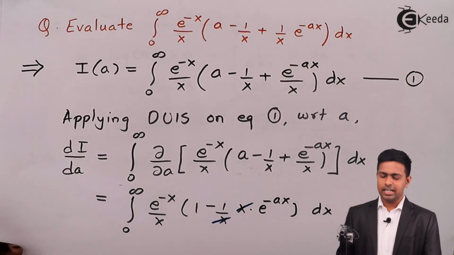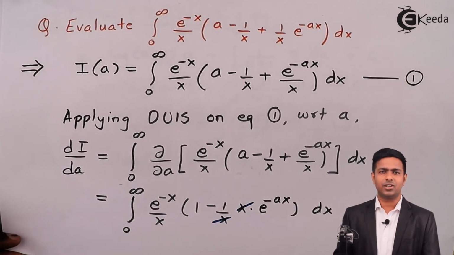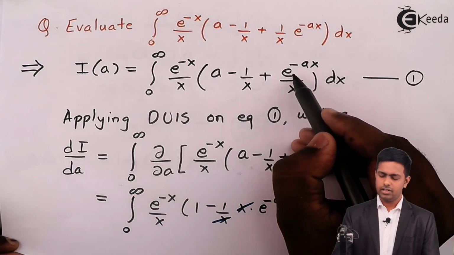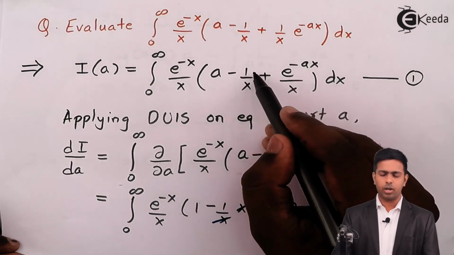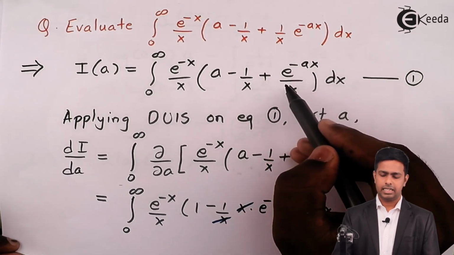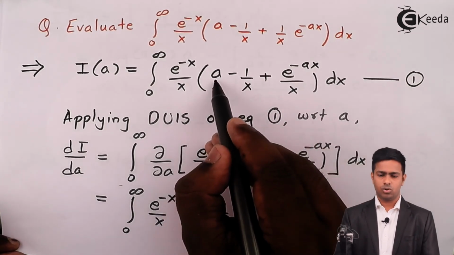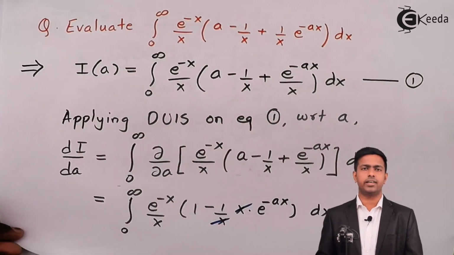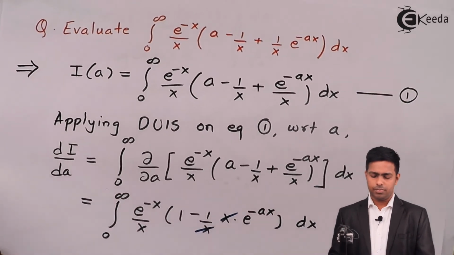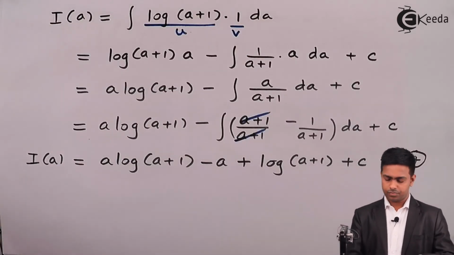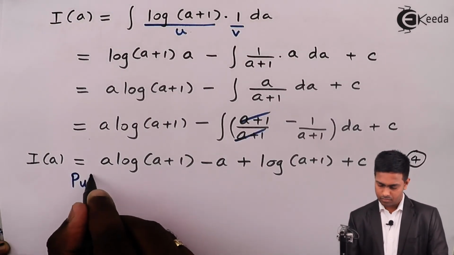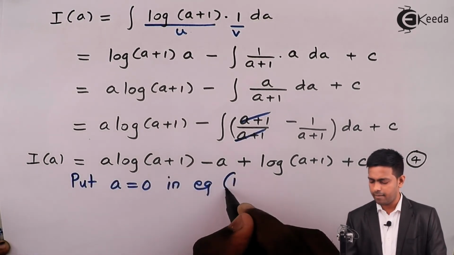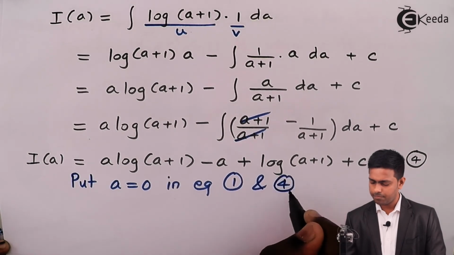I'll tell you, let's put a equal to 0. By doing that, we will get e raised to 0 as 1. So we'll get 1 upon x and minus 1 upon x, and both will cancel. And since a is 0, this term is 0, 0 into anything is 0, so we will get the value of the integral as 0. So let's start. Here I'll say put a equals 0 in equations number 1 and 4.